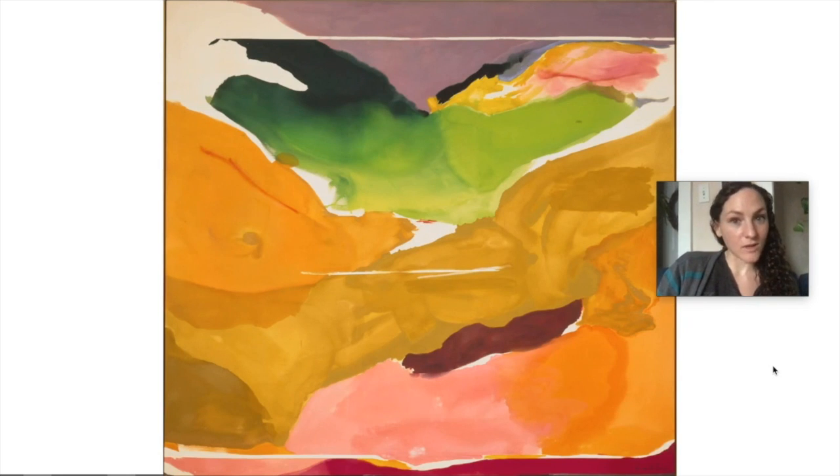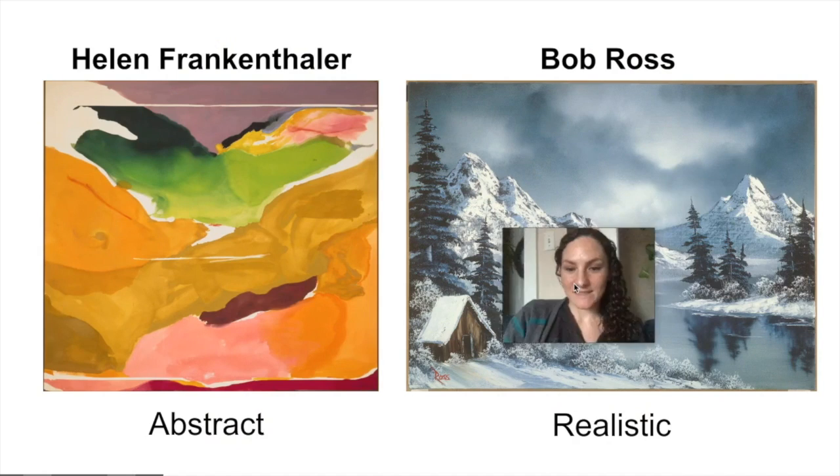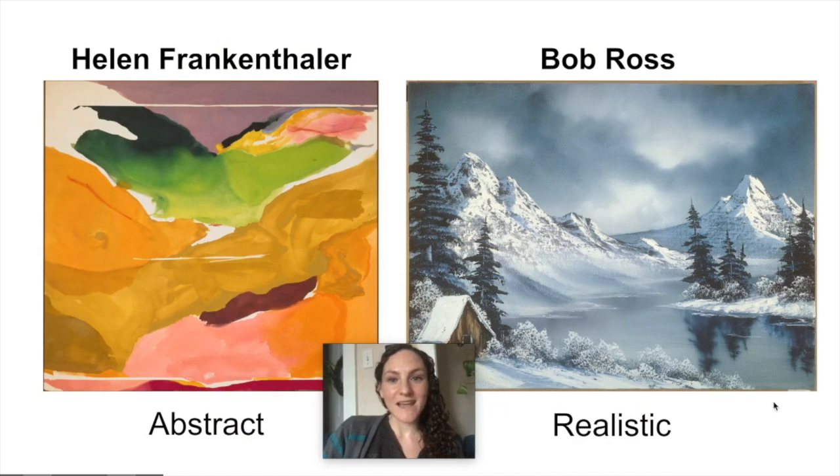We also looked at her artwork next to our friend Bob Ross's painting. We discussed how Bob Ross paints realistically. His landscape looks just like that: mountains, trees, water, cabin. But Helen Frankenthaler was a little more abstract.